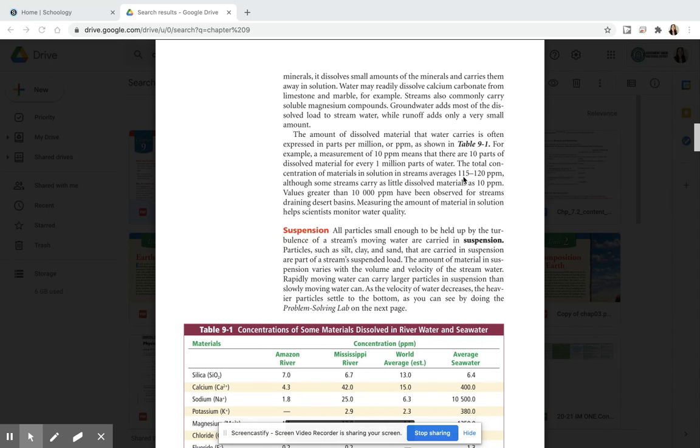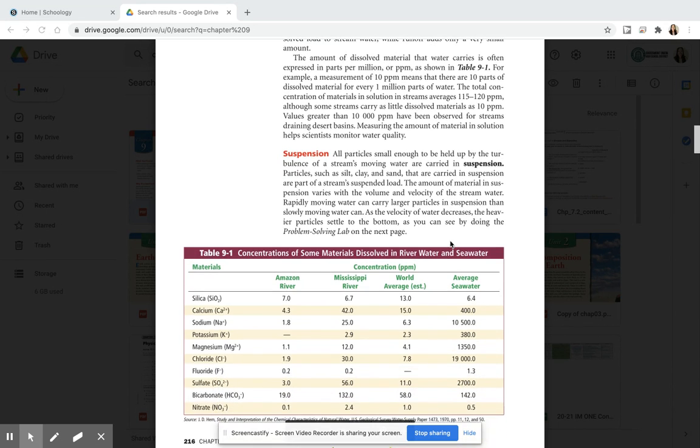The amount of dissolved material that water carries is often expressed in parts per million, or ppm, as shown in Figure 9.1. For example, a measurement of 10 ppm means that there are 10 parts of dissolved material for every 1 million parts of water. The total concentration of materials in solution in streams averages 115 to 120 ppm, although some streams carry as little dissolved material as 10 ppm. Values greater than 10,000 ppm have been observed for streams draining desert basins. Measuring the amount of mineral in solution helps scientists monitor water quality.